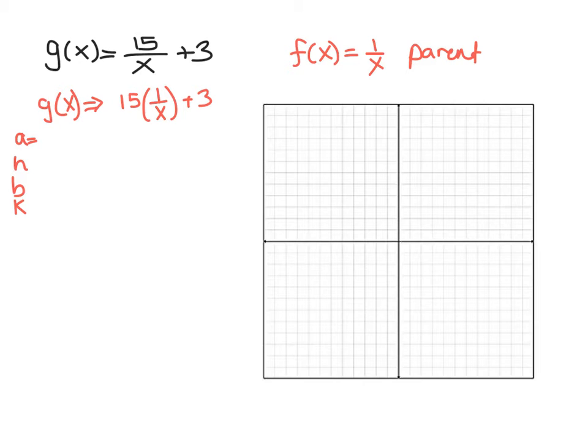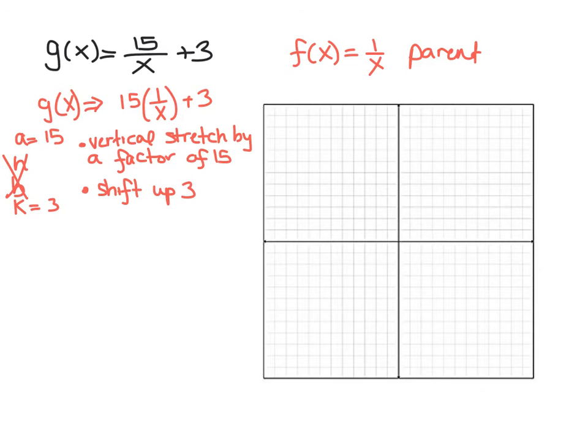So yeah, now I have an a value. It's 15. And then what else do I have? A plus 3 at the end, so that's going to be k. I don't need to worry about the h or the b. So I'm going to have a vertical, since these are both happening to the y values, they're going to be just as I think they should be. So vertical stretch by a factor of 15, and then I'm shifting up 3.